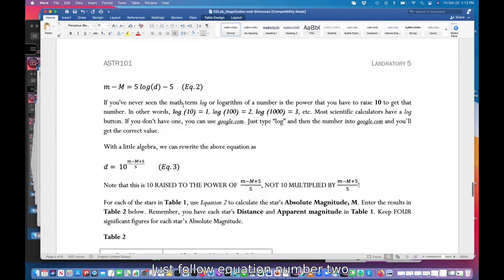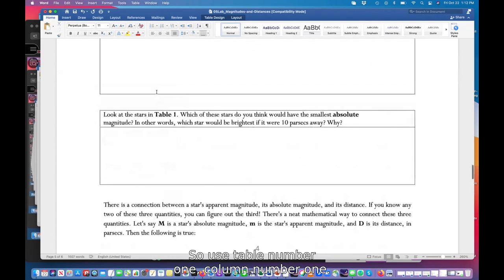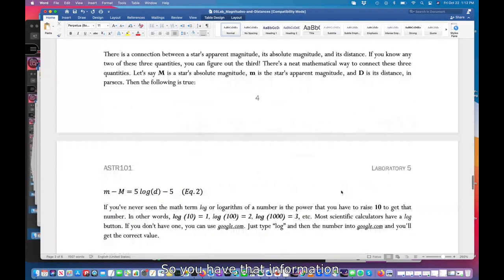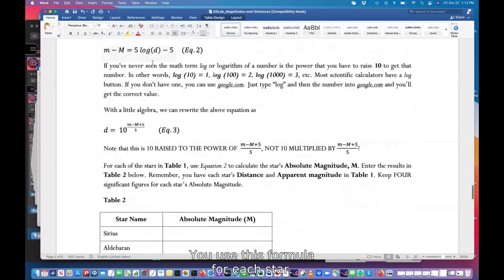Okay, just follow equation number 2. So use table number 1, column number 1. Remember, you have apparent magnitude, and then you have distances, right? You have column number 2 and column number 5. So you have that information. You use this formula for each star. You figure out the absolute magnitude. Follow this formula, and it's very simple.